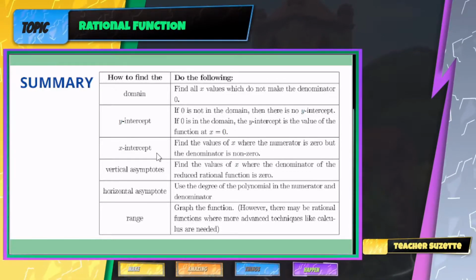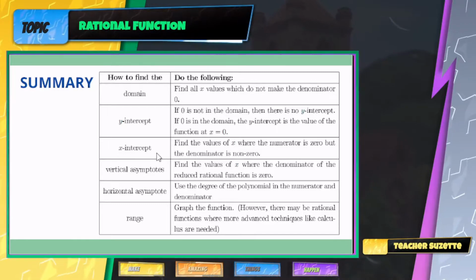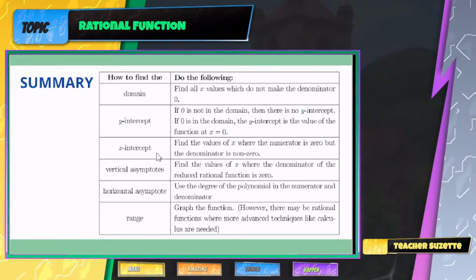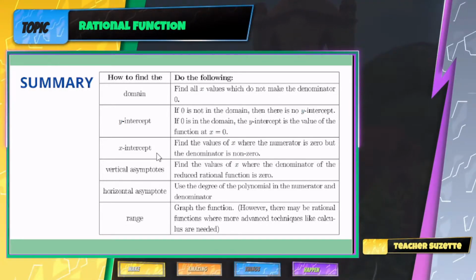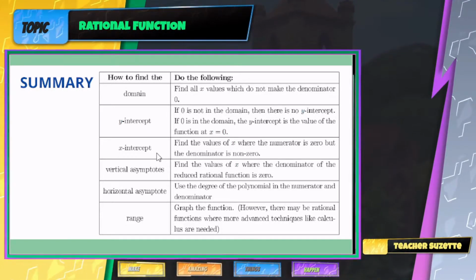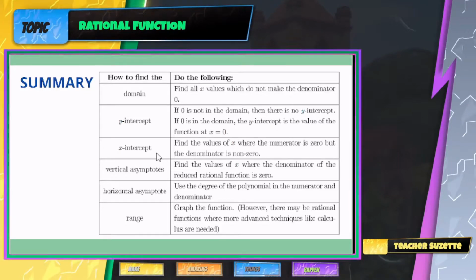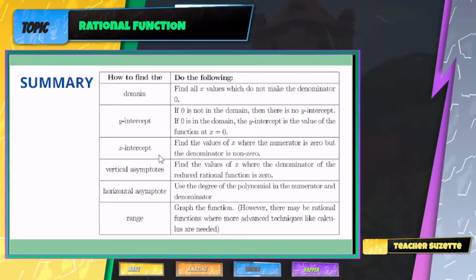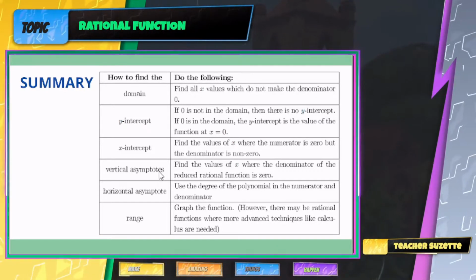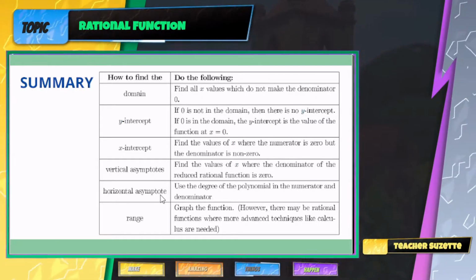And aside from x-intercept, we also discuss the zeros. So, ang pagkakaiba lang naman nila is that the zero is the value of x, while the x-intercept is a point. So, it is expressed in an ordered pair. Then, we also have discussed yung asymptotes.